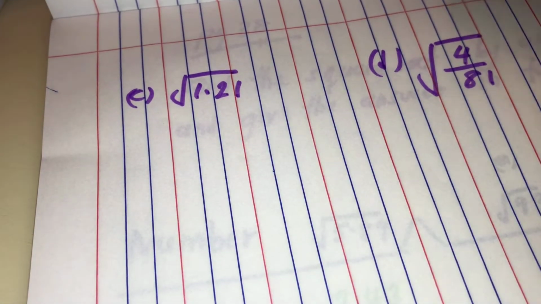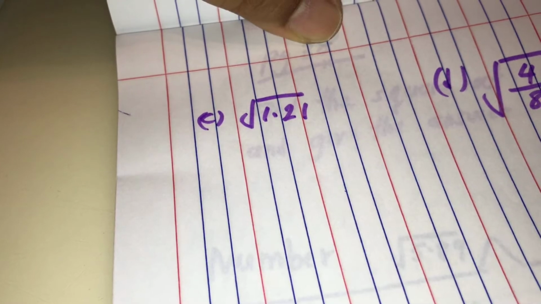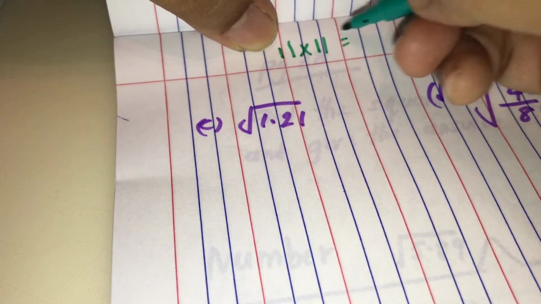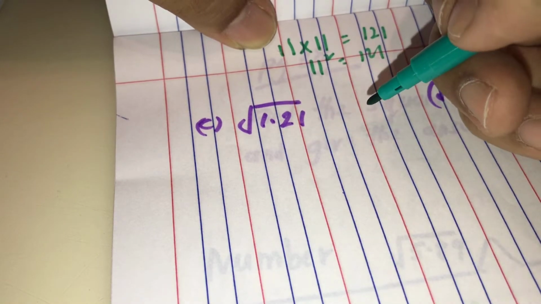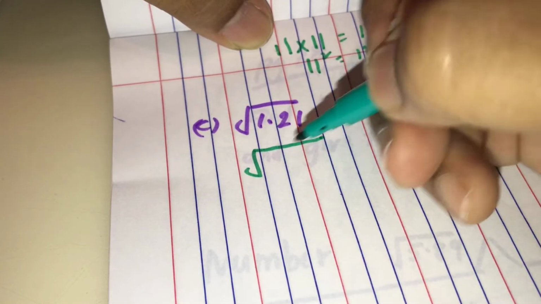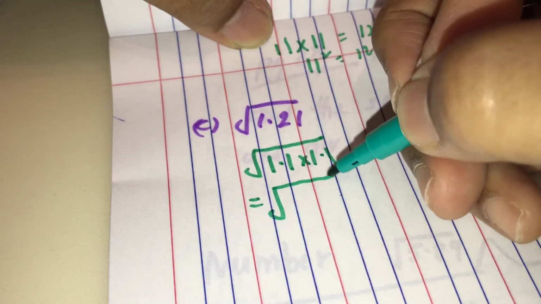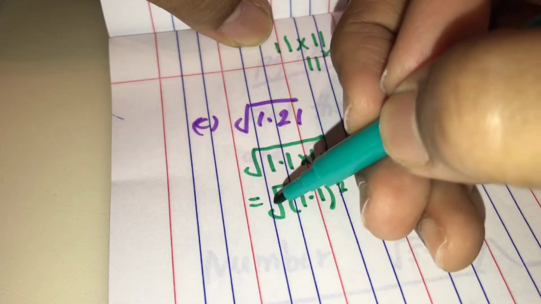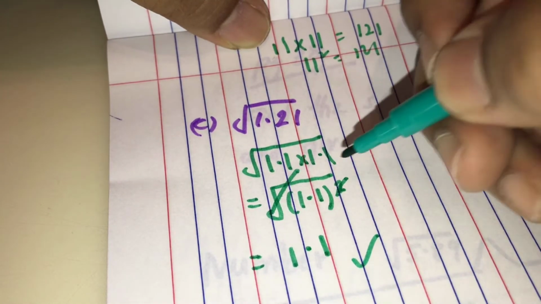121. So to write this, 11 times 11 is 121, right? 11 square equal 121. So if 1.21, that means 1.1 times 1.1. So you get 1.1 square. When square root and square meet like this, it becomes 1.1 only. This one is the working without using calculator.